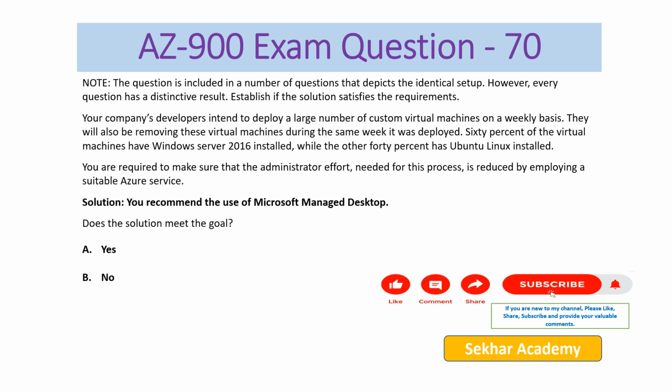Your company's developers intend to deploy a large number of custom virtual machines on a weekly basis. They will also be removing these virtual machines during the same week they were deployed. 60% of the virtual machines have Windows Server 2016 installed, while the other 40% have Ubuntu Linux installed. You are required to make sure that the administrator effort needed for this process is reduced by employing a suitable Azure service.